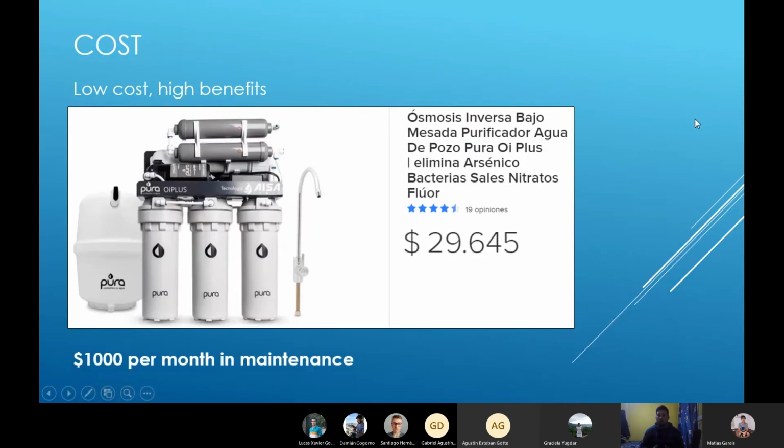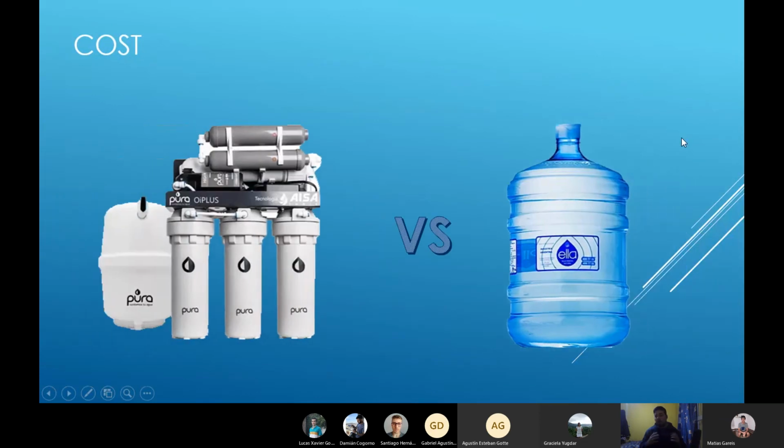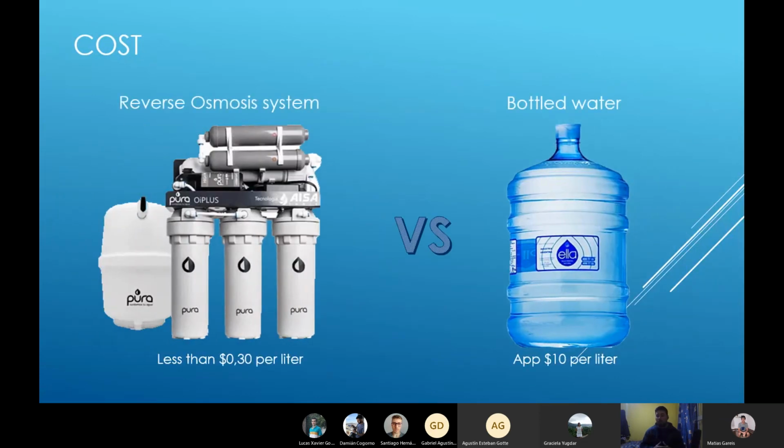Another advantage is the cost. A residential reverse osmosis system can cost around 30,000 pesos. This price can seem high, but the money saved during use is also high. Next, please. A liter of bottled water can cost 10 pesos. A liter of water produced by reverse osmosis generally costs less than 0.3 pesos per liter, a huge difference.